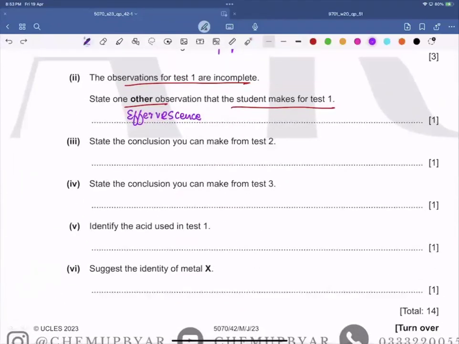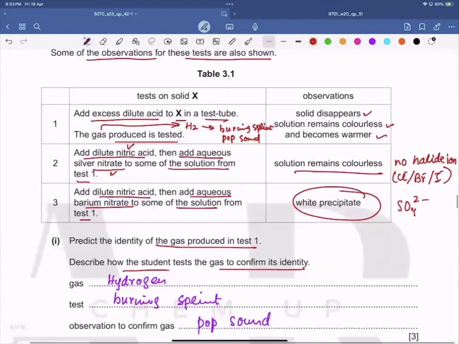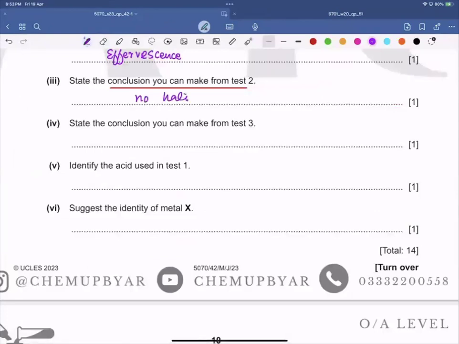Okay. Now, state the conclusion you make from test 2. So we already did that conclusion, that we concluded that no halide ions are present, right? Because the solution stays colorless on adding silver nitrate, no precipitates have been observed. So no halide ions are present over here.